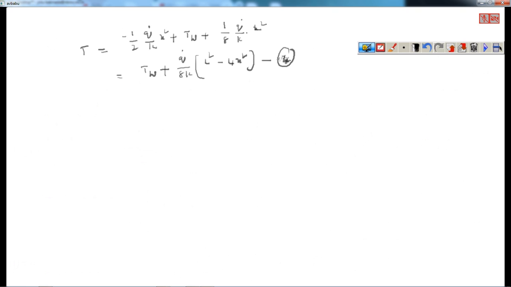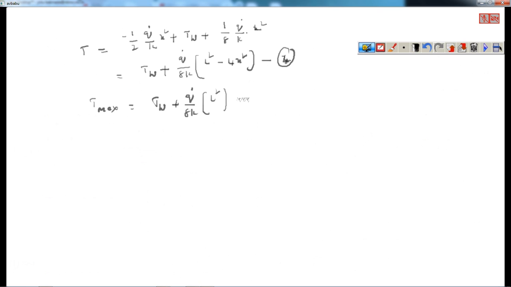Got it? Now, if I want to find out the maximum temperature, suppose I was asked to find the maximum temperature, I already know that the maximum temperature would be found at x is equal to 0. Therefore, T max is equal to TW plus Q dot by 8K into, maximum at x is equal to 0, L square.